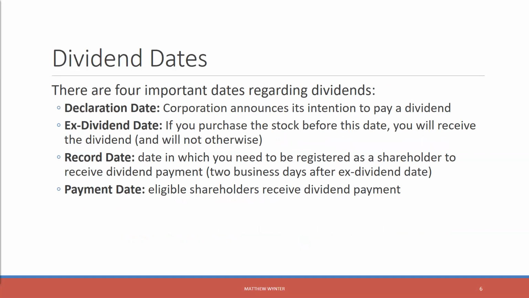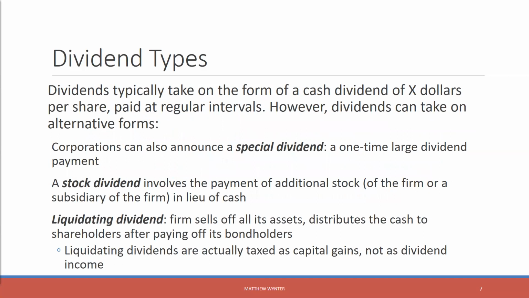There's the record date, the date on which you need to be registered as a shareholder to receive the dividend payment. And this is typically 2 days after the ex-dividend date. And then there's the payment date, the date on which the eligible shareholders actually receive the dividend payment. So we have these four different dividend dates: the declaration date, the ex-dividend date, the record date, and then finally the payment date.